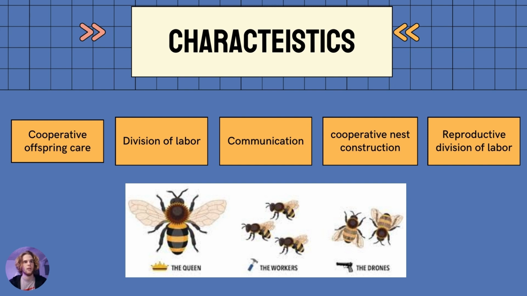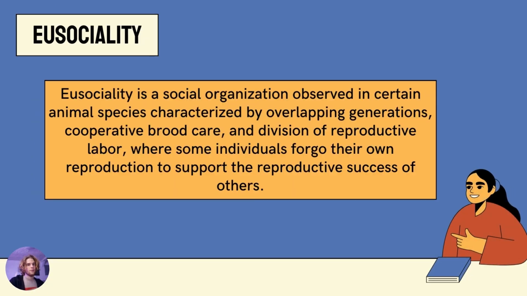We see this in, for example, the bees, where the queen is the one that is going to carry out the reproduction, while the rest of the colony are going to perform different tasks. Important to understand this organization is eusociality. Eusociality is a social organization observed in different types of animal species characterized by overlapping generations, cooperative care, and division of reproductive labor, where some individuals forego their own reproduction to support the reproductive success of others.